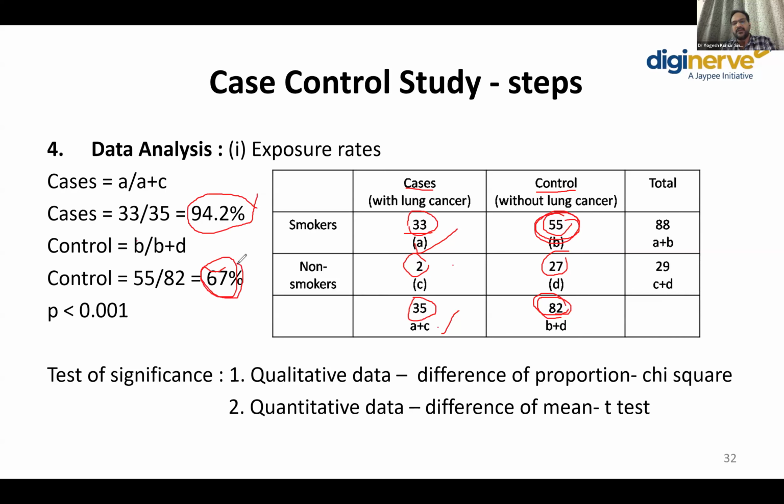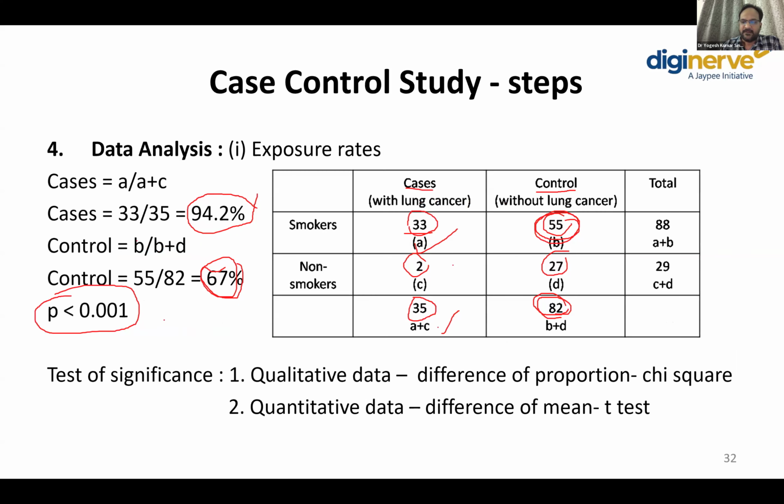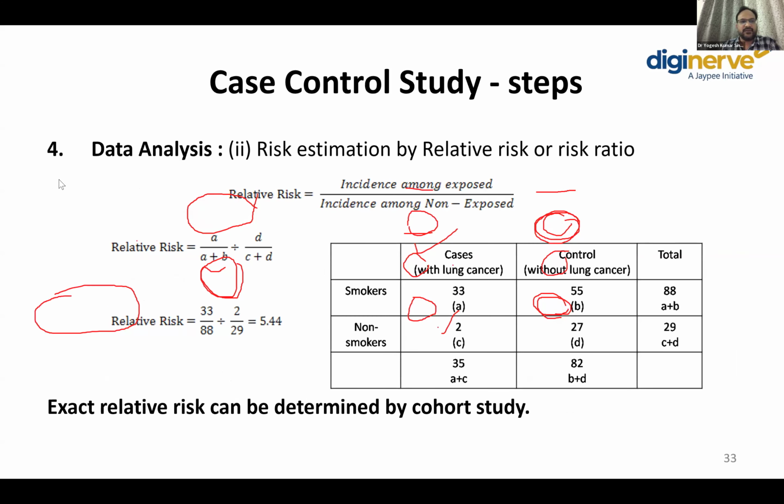Now, what will we do? We can use any test of association. We can use chi-square, or t-test, to find out whether the p-value is less than 0.01 or less than 0.05, so our values will be significant or not. Okay, then how do we estimate the risk?